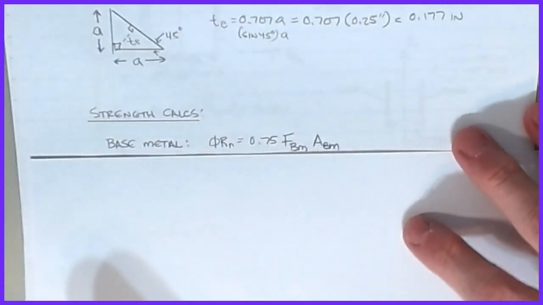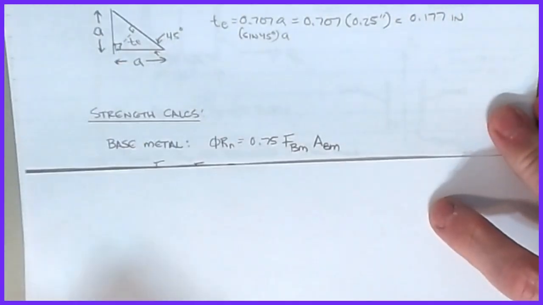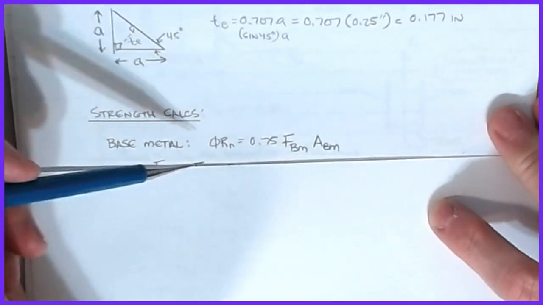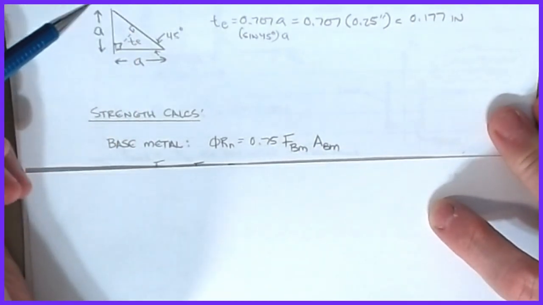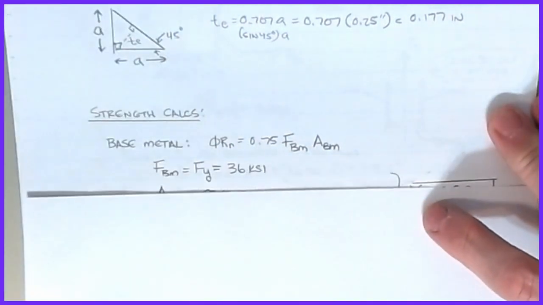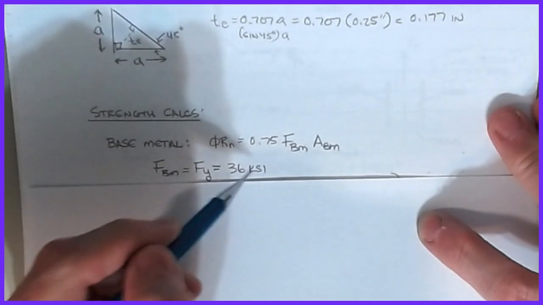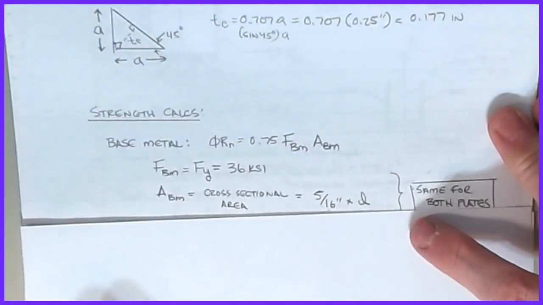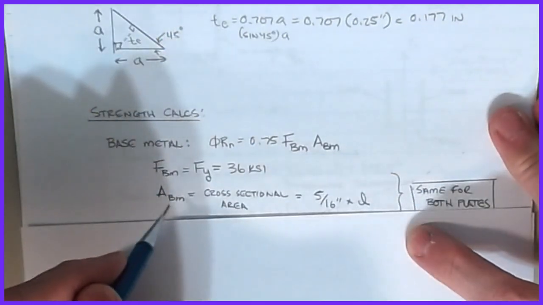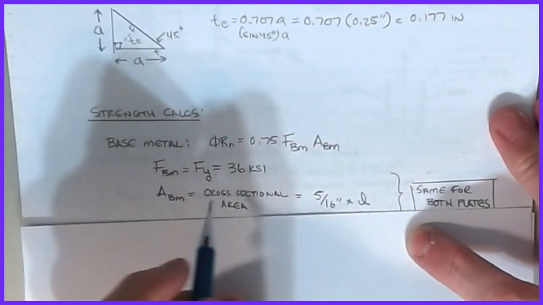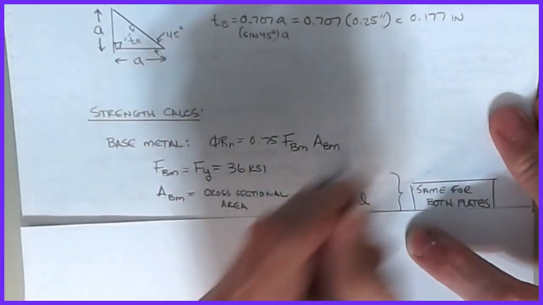For our particular assembly, because both plates are the same thickness, this capacity will be the same for both plates. By our definition of these strength calculations, we're going to take FBM as being Fy, 36 KSI, and then the ABM, which is the area of the base metal, that's what the BM stands for, is the cross-sectional area across this plate.